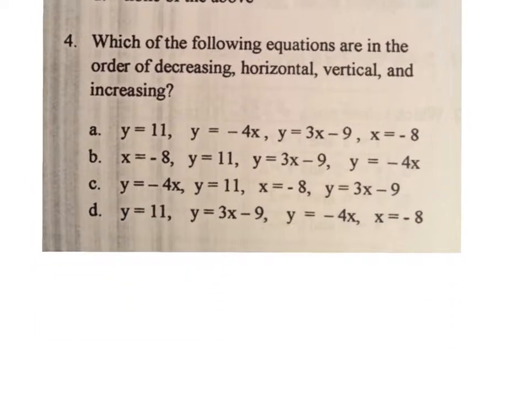On number 4, which of the following equations are in the order of decreasing, horizontal, vertical, and increasing? All right, so we're going to have a negative slope. Horizontal slope, remember, that's going to look like just y equals a number. Vertical is going to be x equals a number, and increasing is going to be a positive slope. Well, the key elements that I see is this one right here. If you notice, this one is y equals, y equals, y equals. This is going to be y equals, x equals. So that's the order I'm looking for.